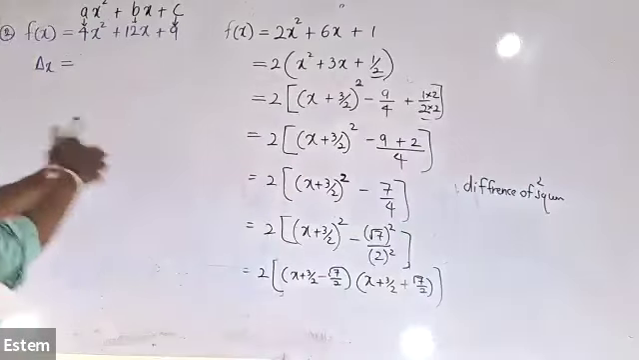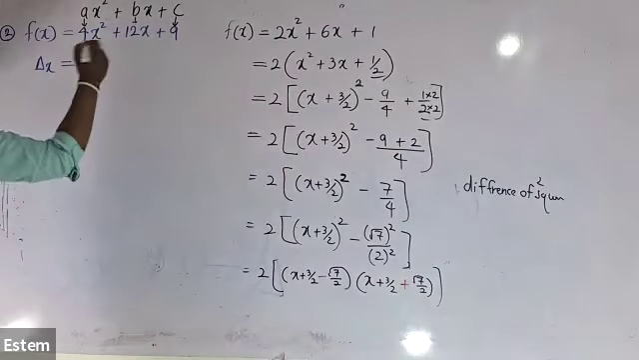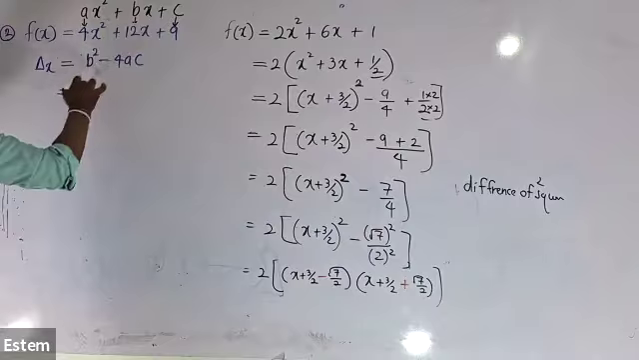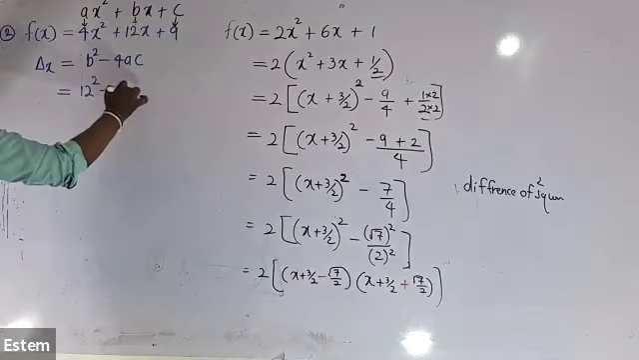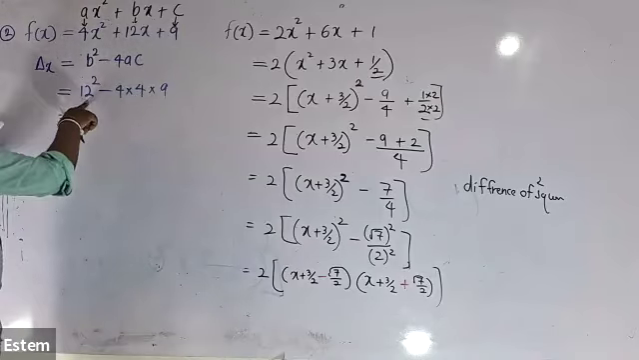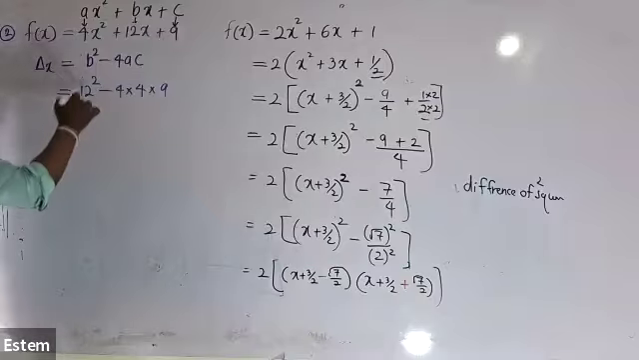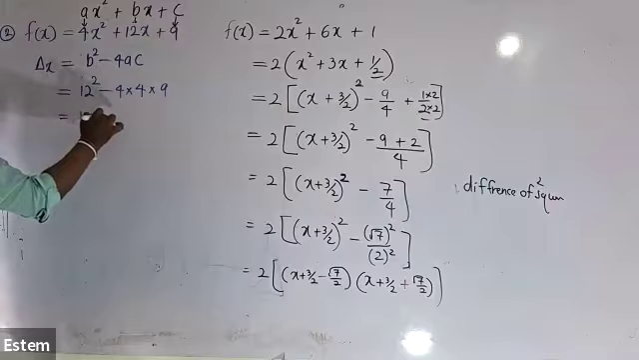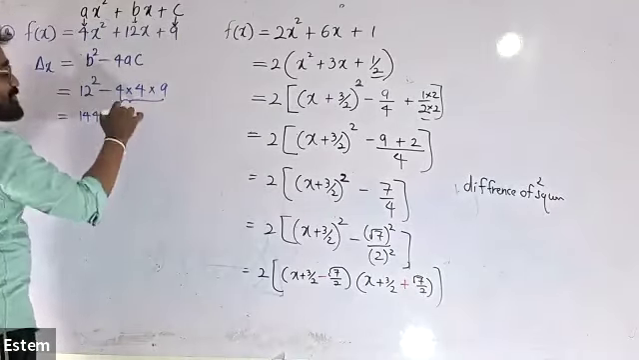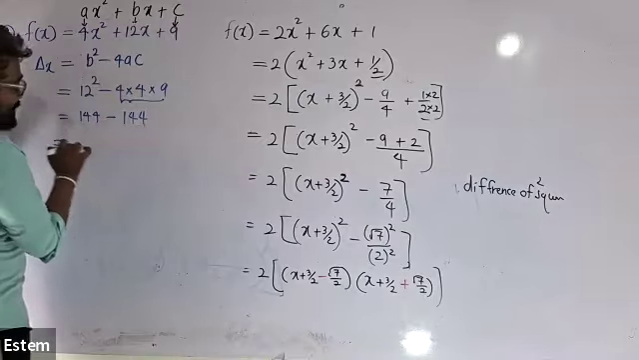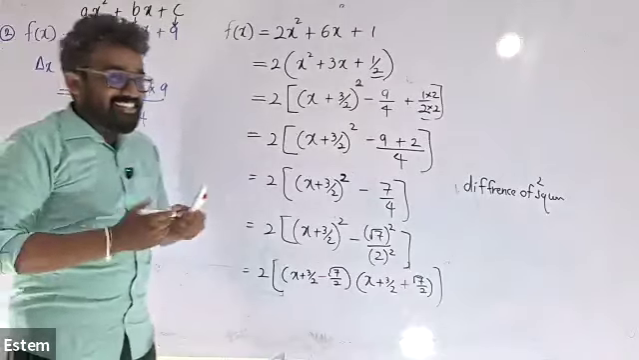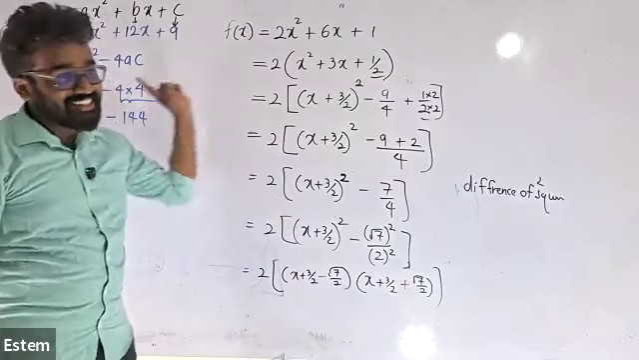In here, the delta x is b squared minus 4ac. Now b is 12, a is 4, and c is 9. The square of 12 is 144. You should multiply 4 by 4 by 9, which is also 144. 144 minus 144 is 0. Now you can experience what happens when the discriminant is 0.